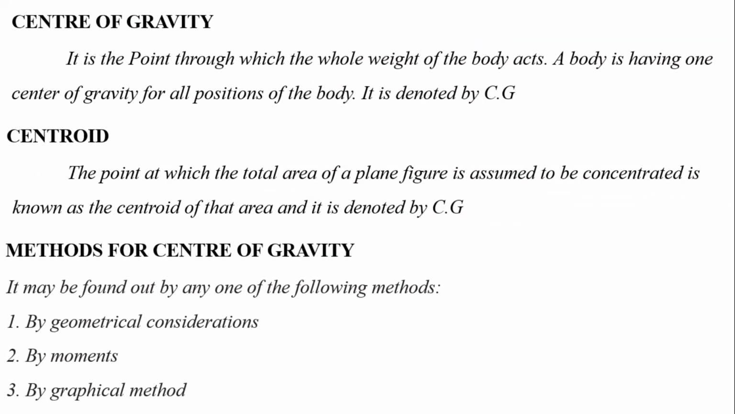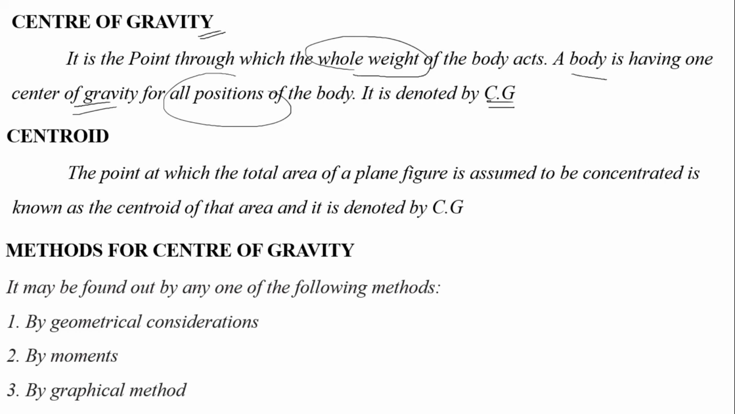We are going to discuss centroid or center of gravity and simple problems related to centroid. So, let us discuss first what is meant by center of gravity. Center of gravity is a point through which the whole weight of the body acts. A body has one center of gravity for all positions of the body. It is denoted by CG, which means center of gravity.